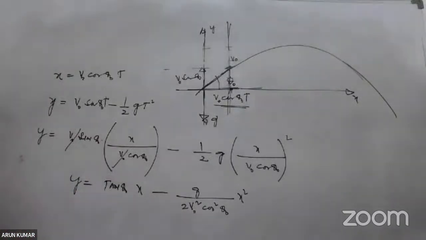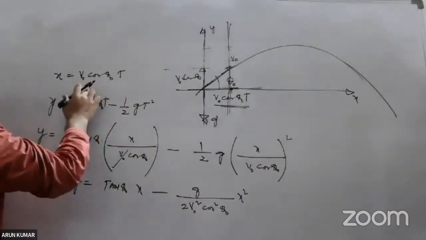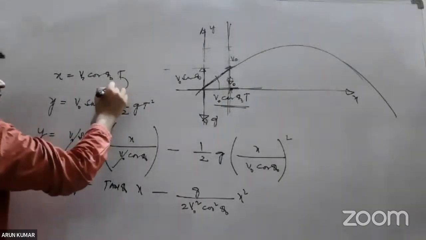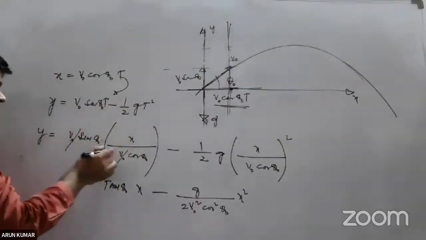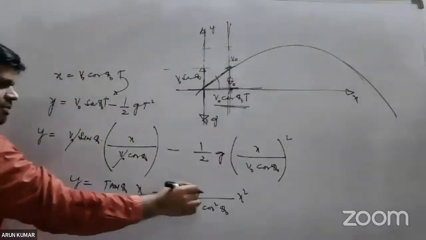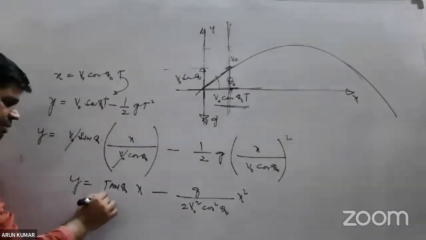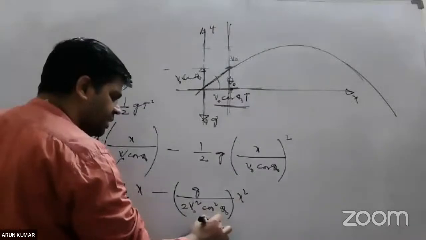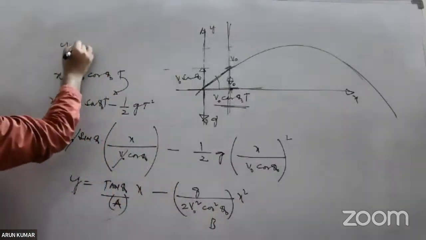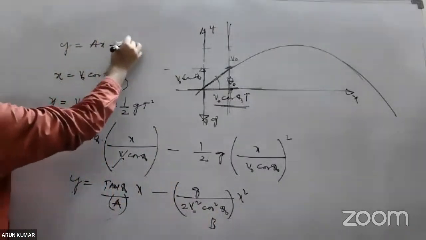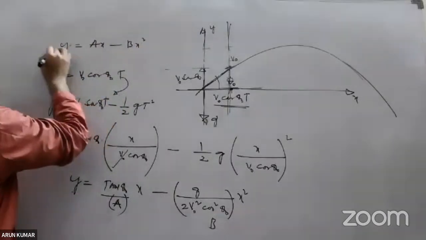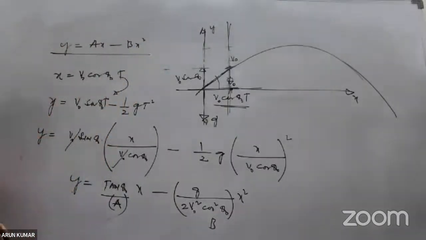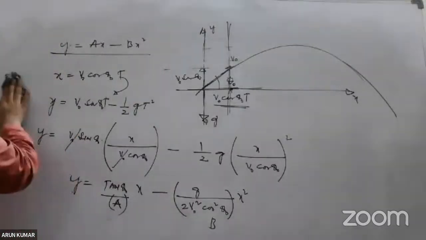So now look at this. I substitute t is equal to x by v naught cos theta. By substituting that t here, I eliminate t and get an equation between y and x. This equation can be written with tan theta as a and this coefficient as b. I have got y is equal to ax minus bx square. Yes, sir. All right.